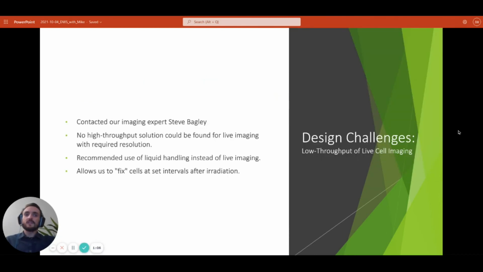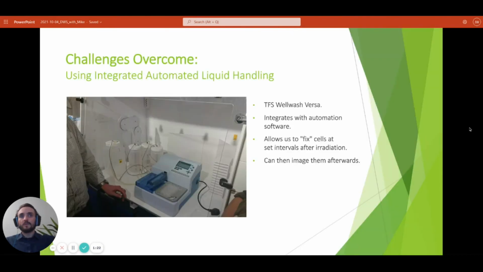The first one was actually in the design concept. We really wanted high throughput, but we also wanted live imaging. And quite early on, we realized that these two objectives were pulling in different directions. So speaking to our experts, they advised that instead we use a liquid handling solution. So that's what we did. We approached Thermo again, and we got the Thermo Fisher WellWash Versa that will allow us to, in an automated way, fix cells after they've been irradiated.